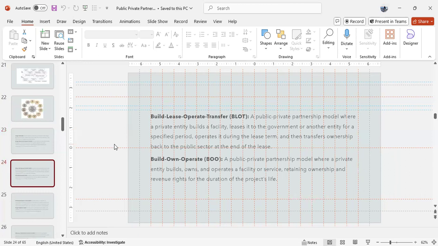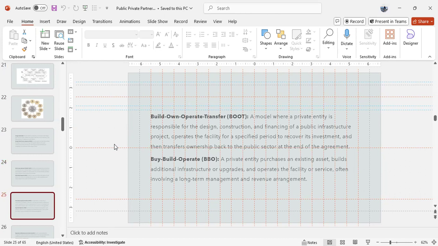Build, lease, operate, and transfer model. A public-private partnership model where a private entity builds a facility, leases it to the government or another entity for a specified period, operates it during the lease term, and then transfers ownership back to the public sector at the end of the lease. Build, own, operate model. A public-private partnership model where a private entity builds, owns, and operates a facility or service, retaining ownership and revenue rights for the duration of the project's life.